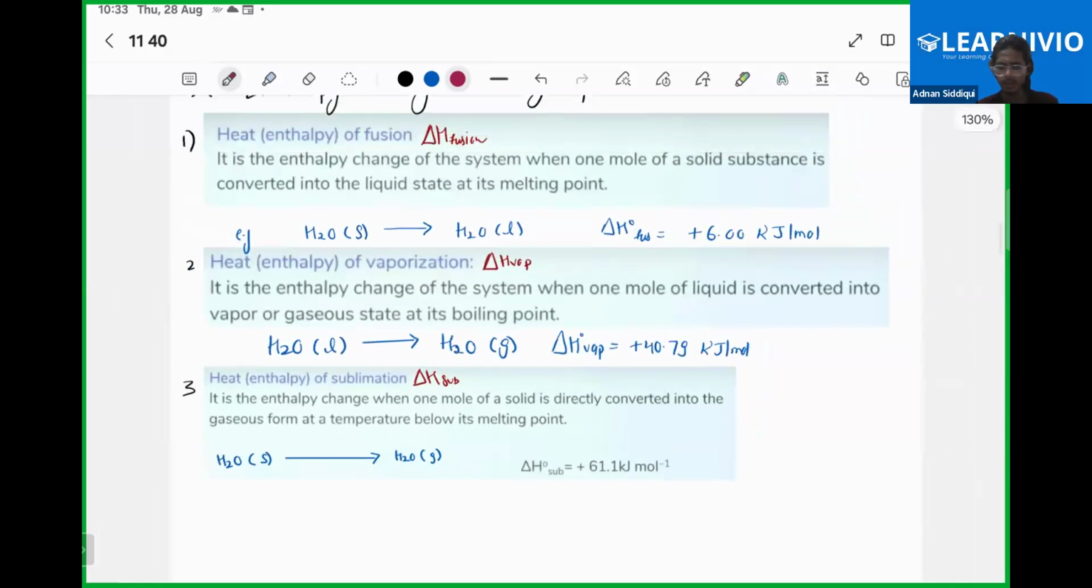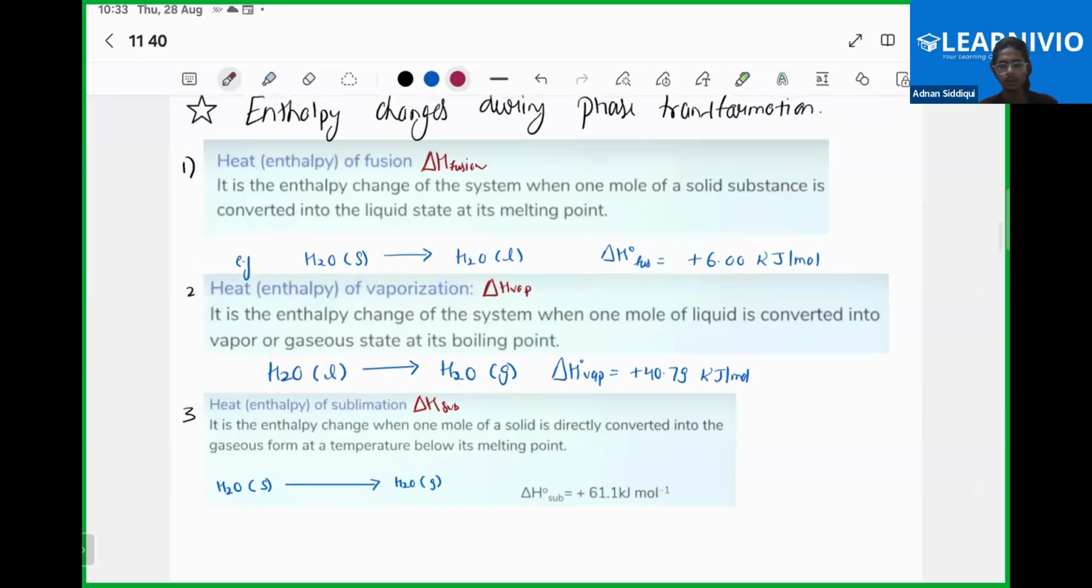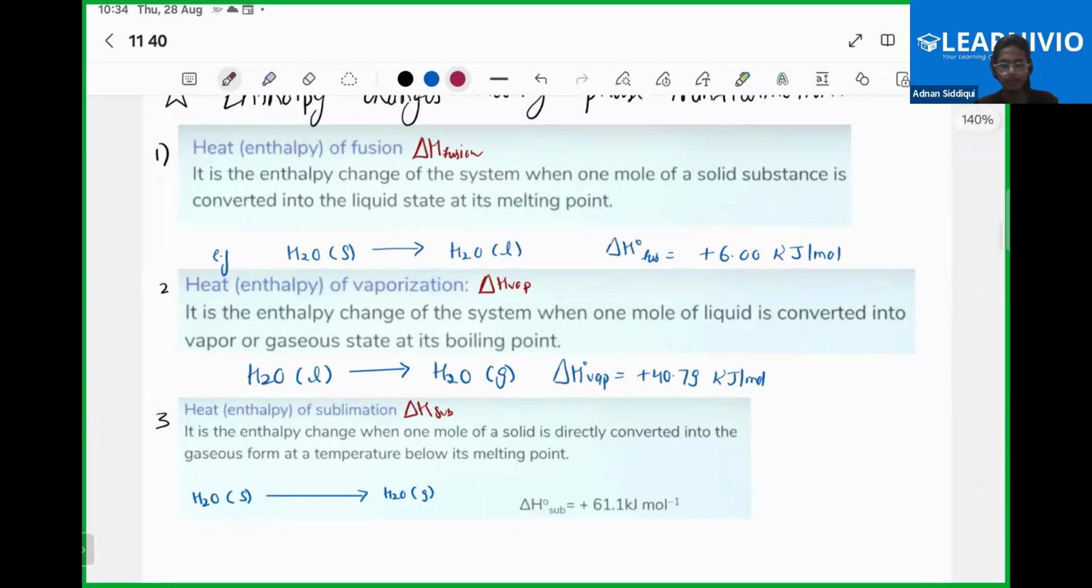I think you might have known this before, like what is fusion, vaporization, and sublimation. Is this new for you, or have you heard about it? Yeah, I know that. I know this. We studied this in earlier classes. So basically, this is that thing only. Yeah. Vaporization means liquid to gas, fusion means solid to liquid, and sublimation means solid to gas.